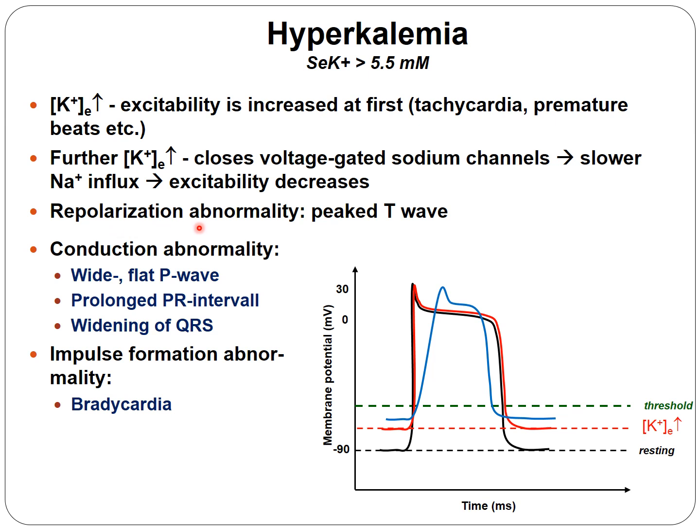The repolarization abnormality will first be presented as a T wave change: the peaked T wave. The conduction abnormality will influence the P wave and the QRS complex. The P wave becomes wide and flat, while the PR interval is getting prolonged, and the QRS becomes wider. The impulse formation abnormality is presented as bradycardia.